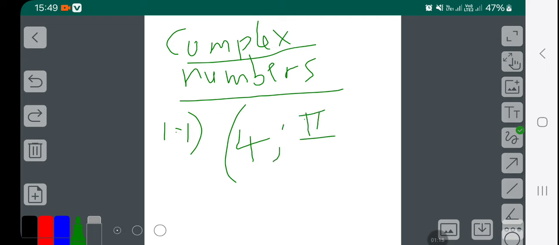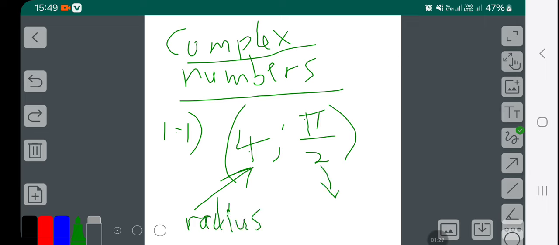and pi over 2. If you check this polar coordinate, what is very important is that you must know that this 4 represents your radius, and this pi over 2 represents the angle from your x-axis. That's the important thing about how to draw your Cartesian form.